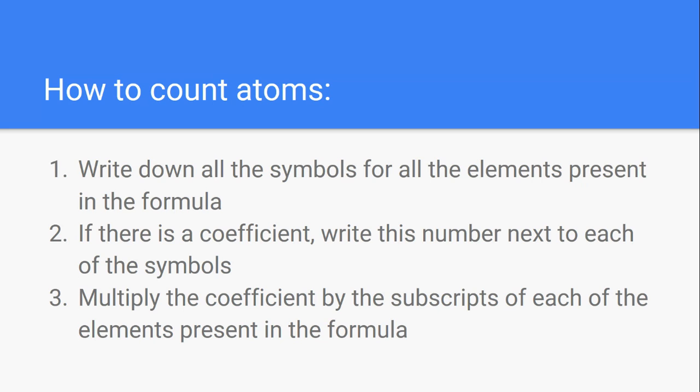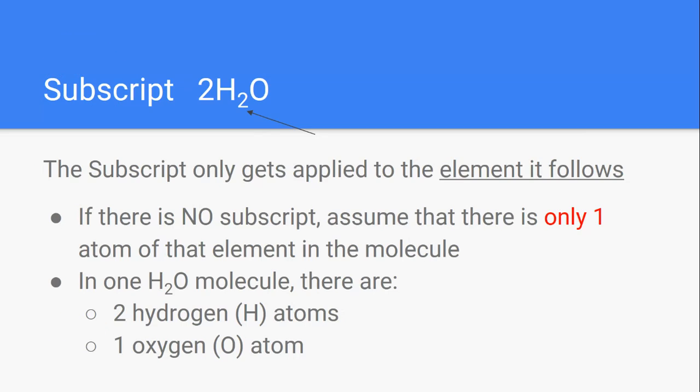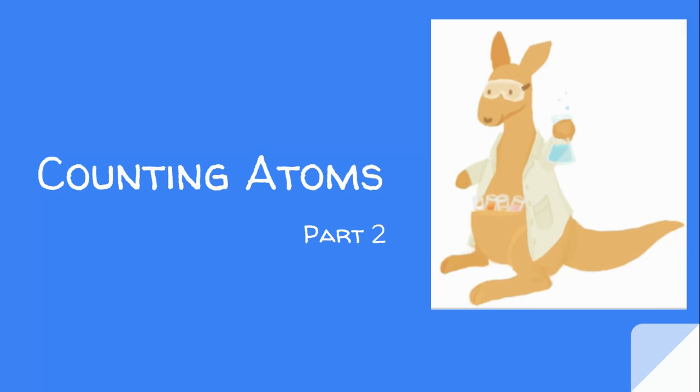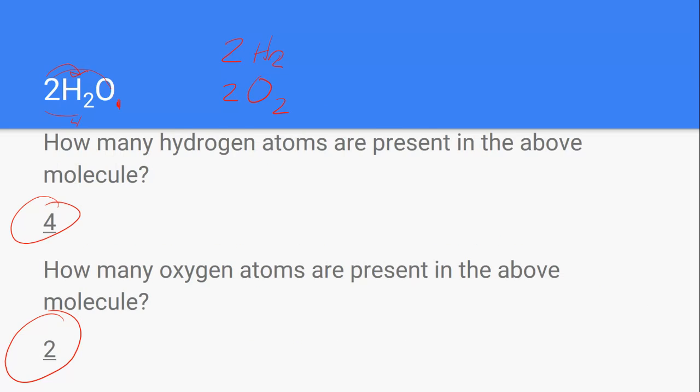So for example, 2H2O, if we go back here, I would say that I have 2H2 and I have 2O2. So that's how I would write that out. That's what I mean by saying, if there is a coefficient, write this number next to each of the symbols. Okay, now multiply the coefficient by the subscripts of each of the elements present in the formula, and that's what I did so that I was able to get the 4 and the 2.